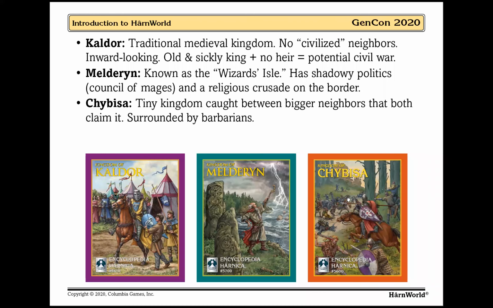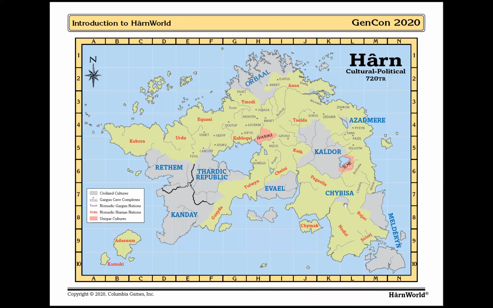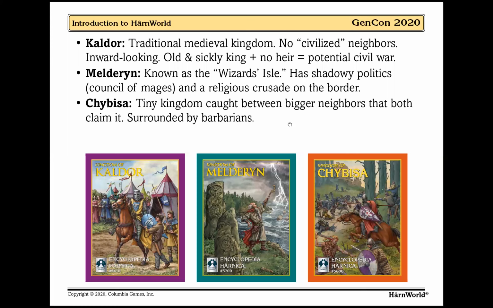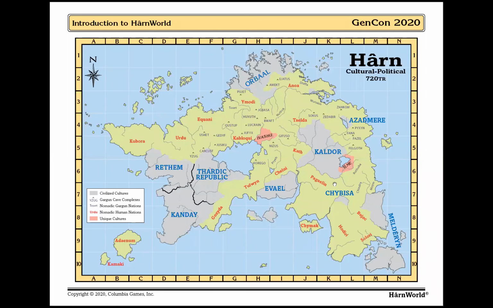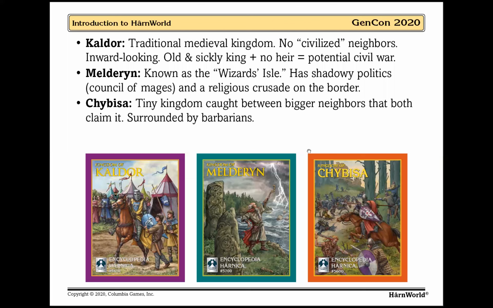And Chibissa is this tiny little kingdom nestled here in the crook of this river. It's between Kaldor and Meldurin. It has been in its history part of both of those kingdoms at one time or another, but is currently independent, but you can make that as shaky ground as you want it to be. So it's caught between its bigger neighbors, but it's also surrounded by barbarians, including the Pagalan, who are a very aggressively dangerous batch of barbarians.